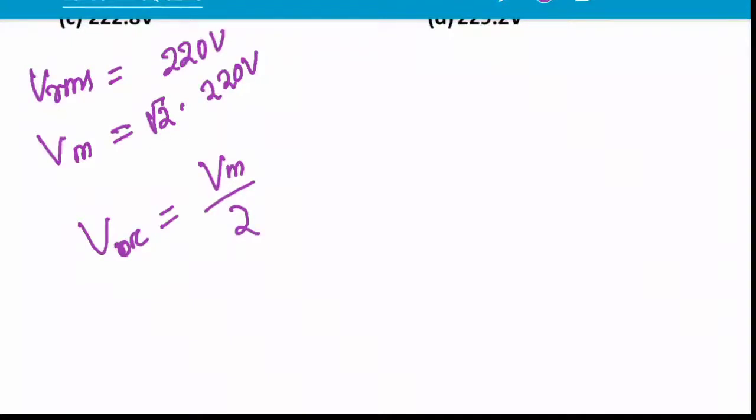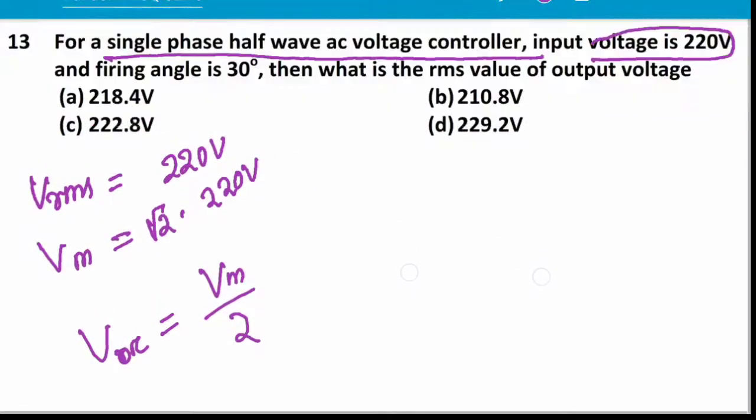Please refer to the circuit diagram of that AC voltage controller. Here the input is AC and the output is also AC, but the output AC is cut down using the thyristor firing angle. So if some portion is cut down, then the RMS will decrease somewhat. So here if the input is 220 volt, then the output will always be below 220 volt. So option A or B are the probable answers. So we will solve and get the answer.